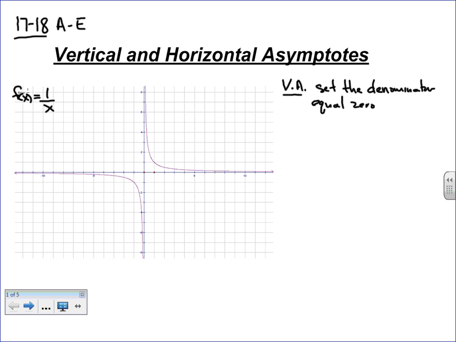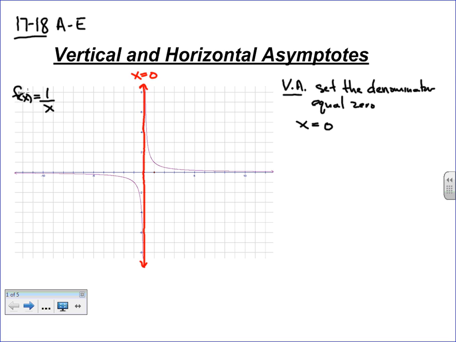So when I set the denominator equal to 0, I get x equal to 0, and I get my vertical asymptote. My vertical asymptote is that vertical line that the function gets closer and closer to but never touches. What I want to be able to do ultimately, again, is figure this all out algebraically without using the graph.